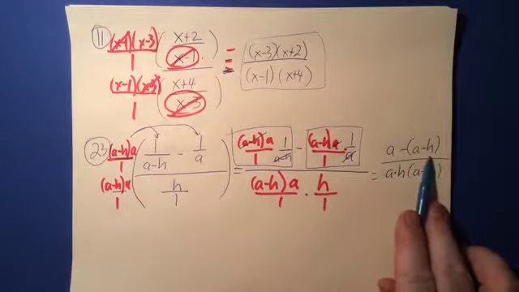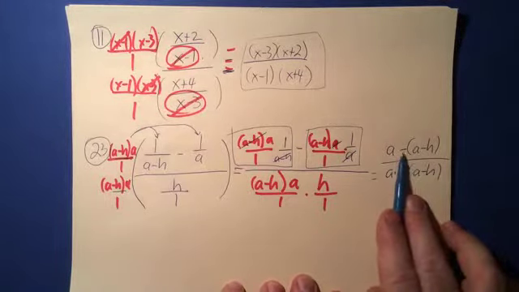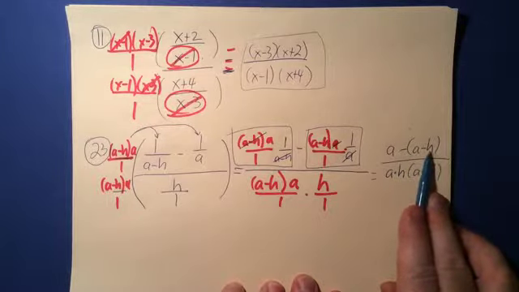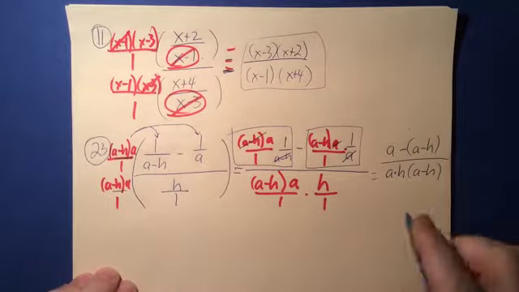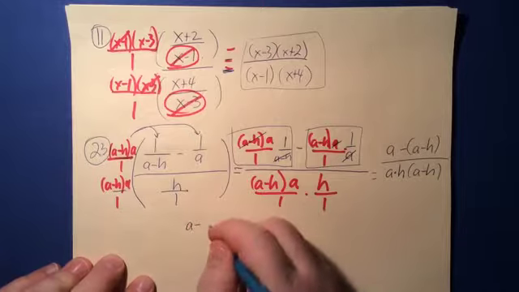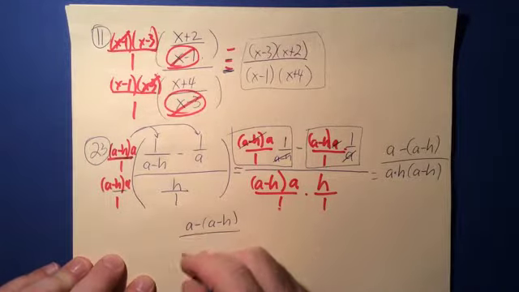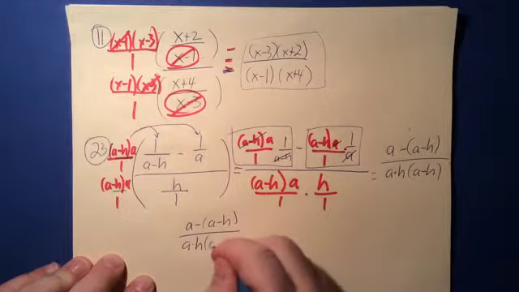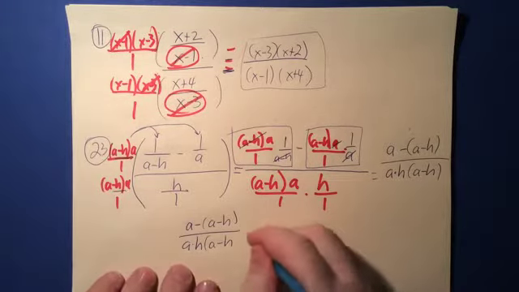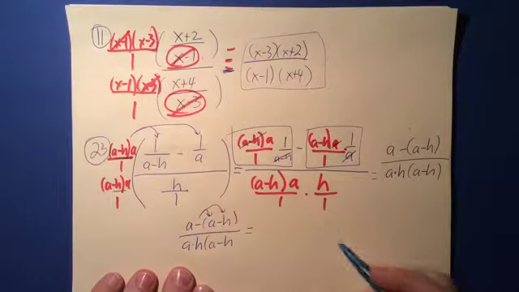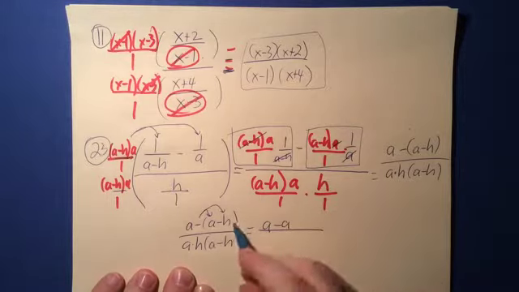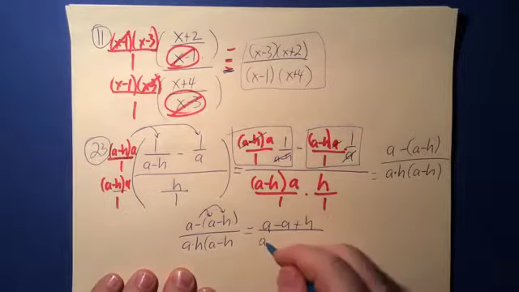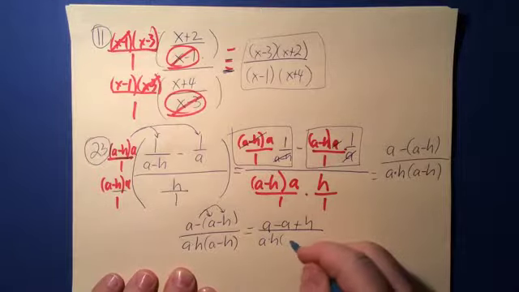So let's see what happens across the top here then. So on the top here, we're going to have a minus h. So we need to distribute this through the top. So I'm going to go ahead and write this down below again. So we have a minus the quantity of a minus h over a times h times a minus h. When I distribute this negative through, it's going to give me a minus a plus h over a times h times a minus h.